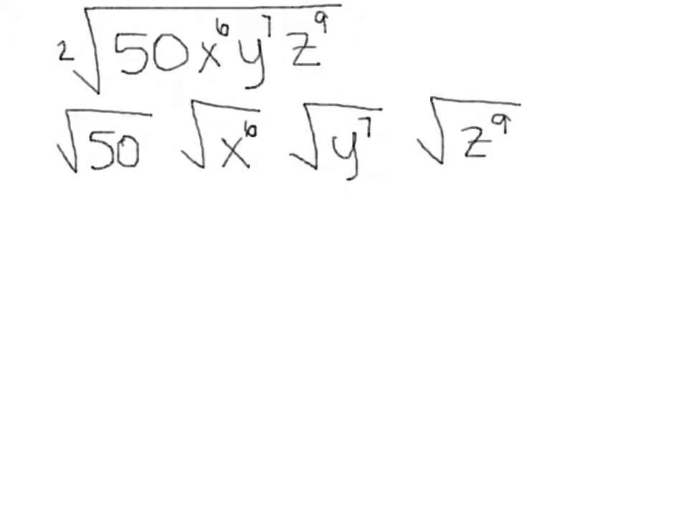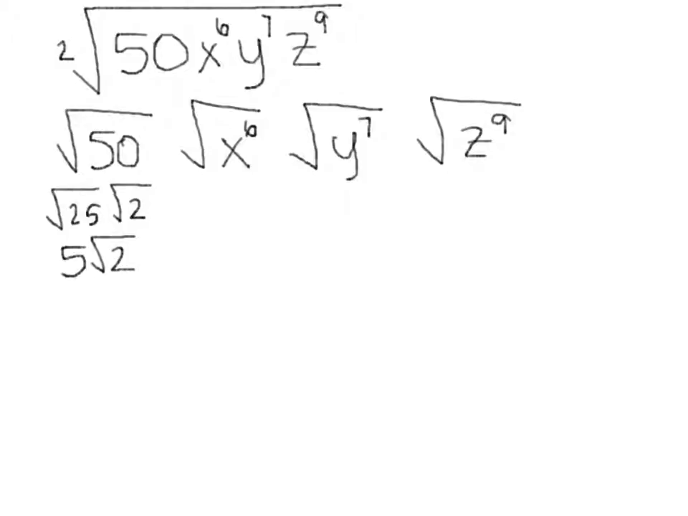We'll start with the 50, which can be broken down into the square root of 25 and the square root of 2. Square root of 25 is 5, and then we're left with the square root of 2, so we have 5 square root of 2.